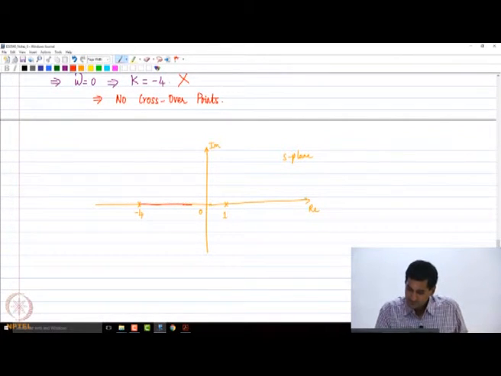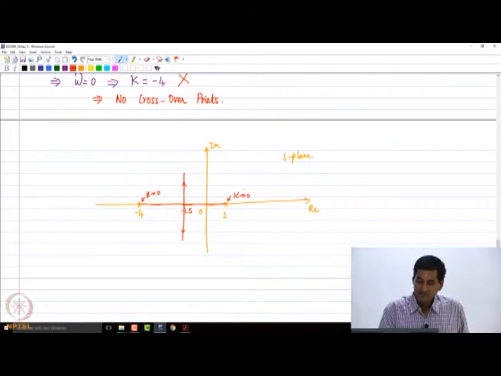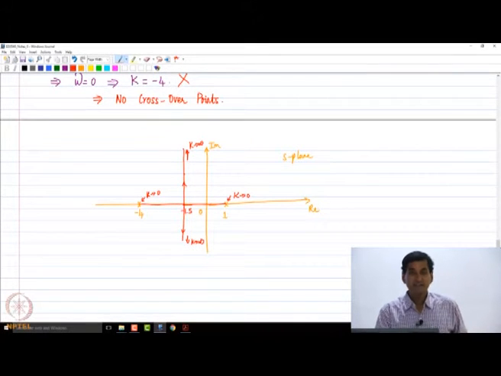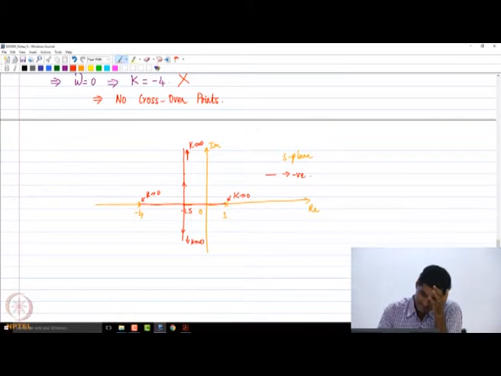So, I think the point of intersection was at -1.5 and then it broke out and it went in 2 branches, right. This was as k tending to 0, and this happened as k tends to infinity. This was with negative feedback. So, the red line indicates negative feedback, right.